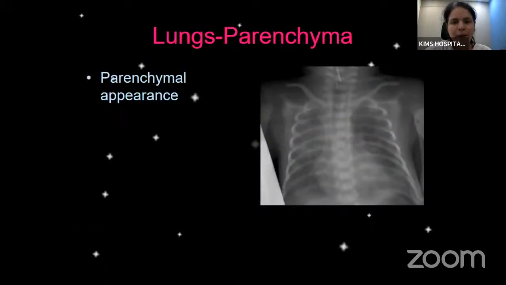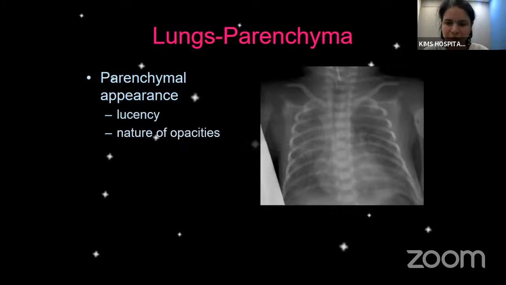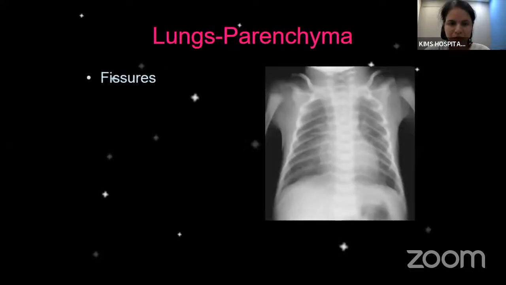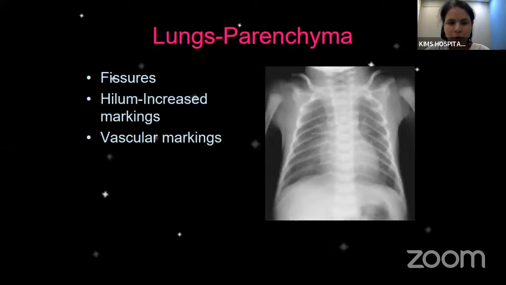Now, coming to the lung parenchyma. When it comes to the parenchyma, we comment on the nature of opacities, if opacities are present, and the presence of lucencies, if they are present. So anything which appears white on the traditional X-ray is taken as an opacity, and whatever is dark is taken as a lucency. So let us look at some common problems or abnormalities that we often see in the pulmonary parenchyma. The abnormalities that we look for are the presence of the horizontal and the oblique fissure.